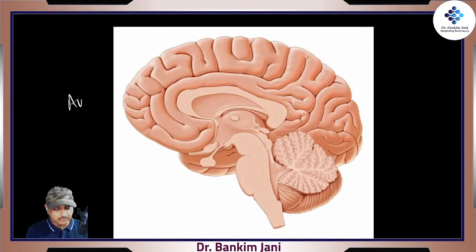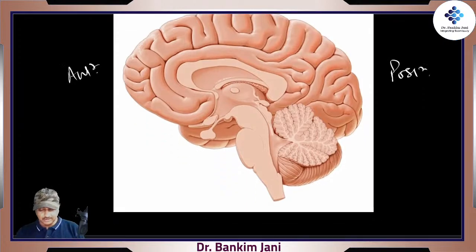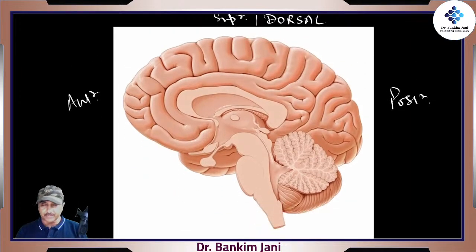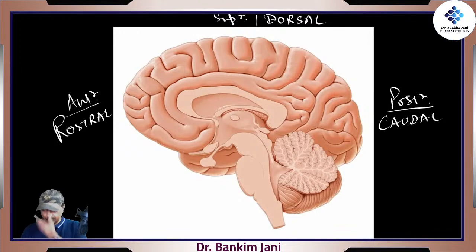At very high speed, this would be the anterior and this one would be the posterior end. This one would be the superior and below would be the inferior. This superior will also be called the dorsal. In the brain, this is important, it is dorsal, and the inferior would be called the ventral. When we talk about the nuclei, this concept of dorsal and ventral will come into the picture. Obviously, the anterior part is also called the rostral part, and this one is the caudal part.